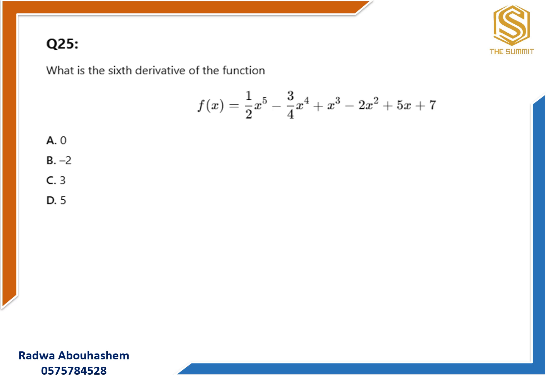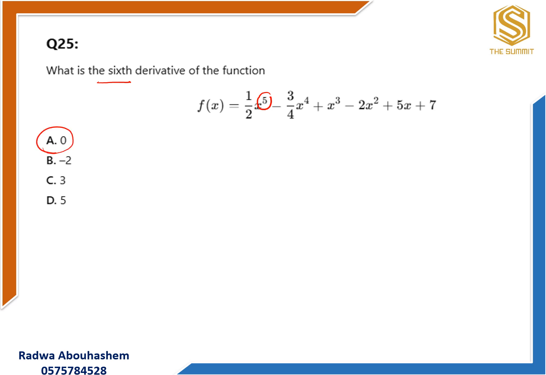What is the sixth derivative of the function? Okay, here I'm asking you to take the derivative 6 times. This will take a long time, but here's the trick. I will check what is the greatest power I have. The greatest power I have is 5. Now, he told me I need the 6th derivative. So this means it's greater than the power. So if it's greater than the power, this means it's 0.